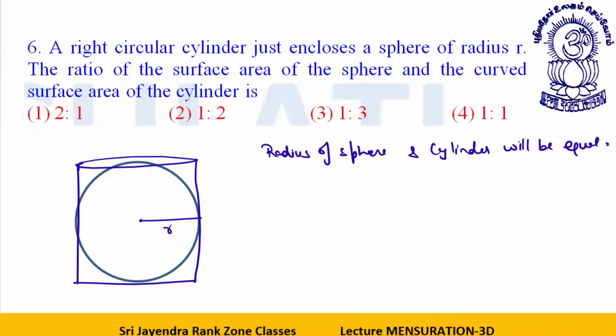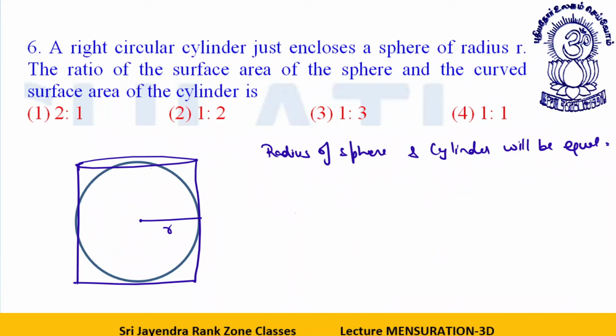Next thing, height of cylinder will be what? Height of cylinder is actually diameter of sphere. This is like r. This is like again r. So h is equal to 2r.